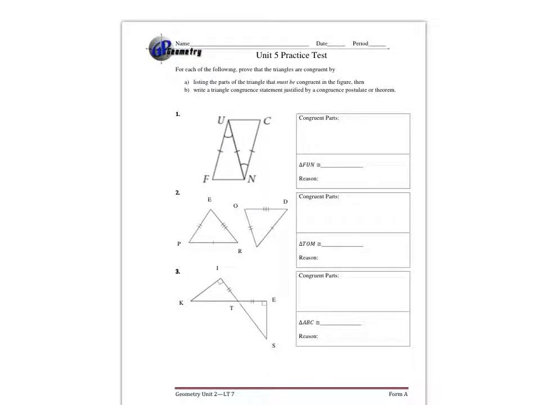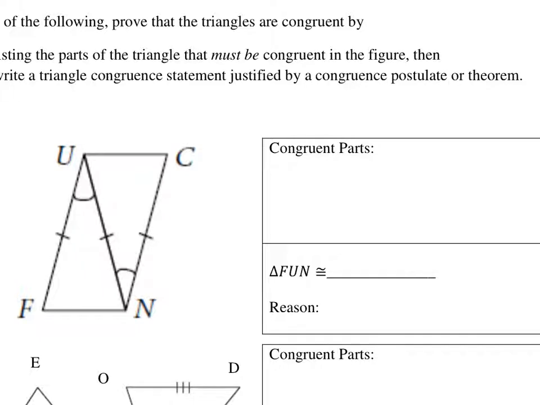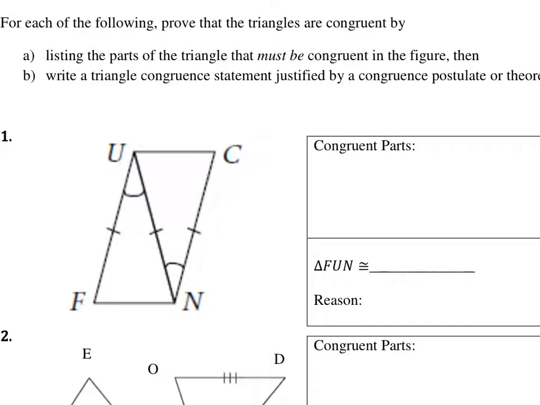All right, let's take a look at these practice problems to figure out how we can prove that triangles are congruent. All right, so first part here, we want to list the congruent parts. We know what's given. We've got UF is congruent to CN. That's these two guys here.